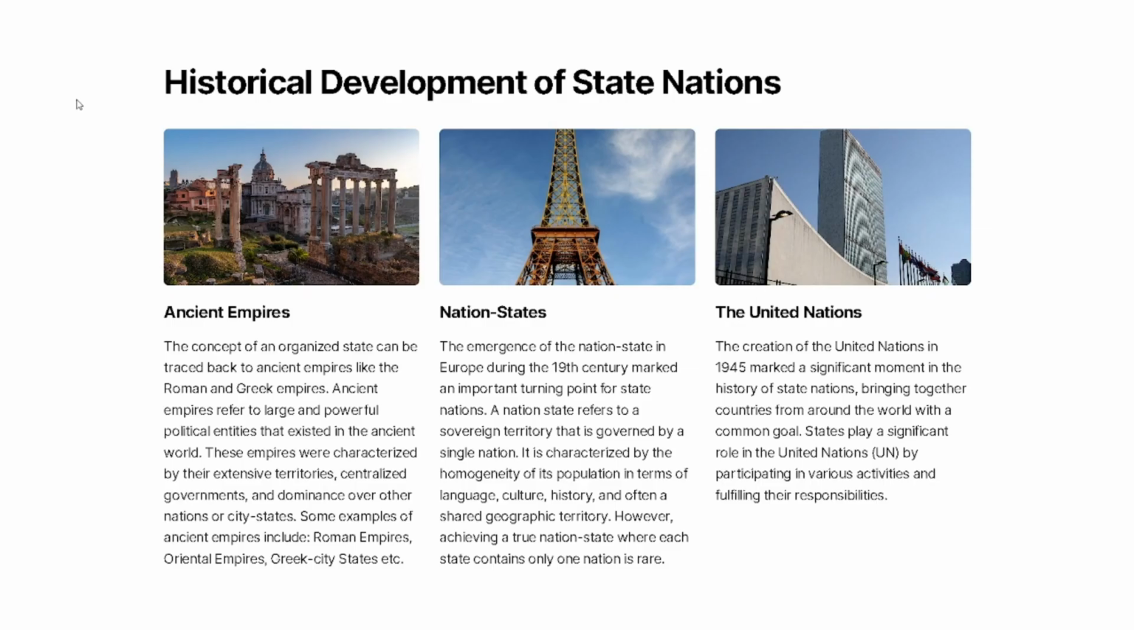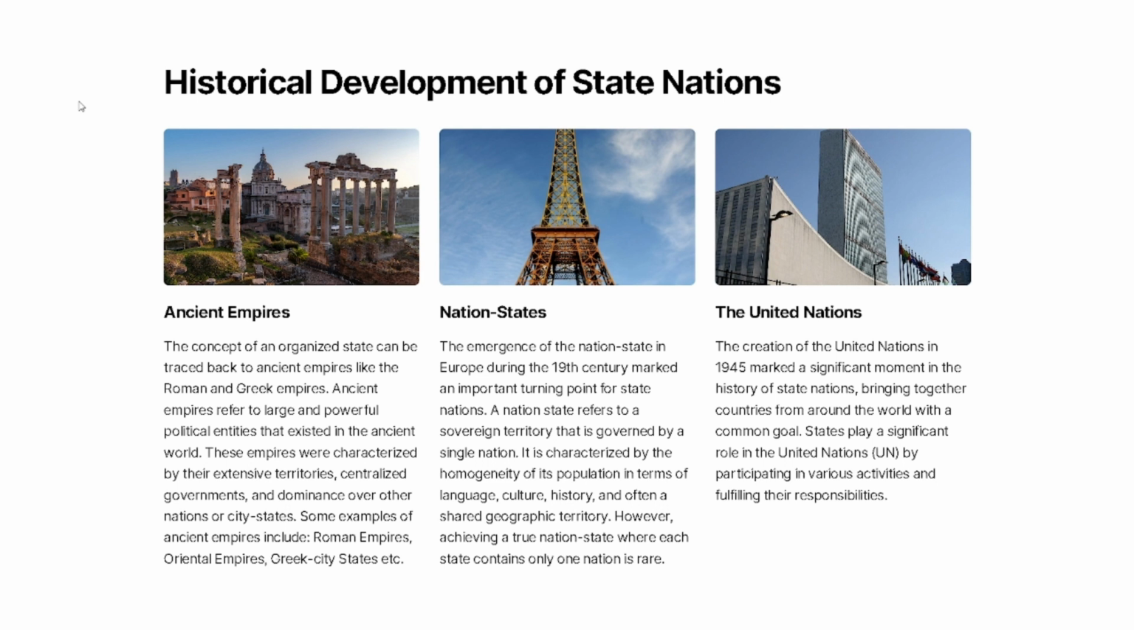The historical development of state nations is characterized in ancient empires, nation states, and now the United Nations. Ancient empires were those empires which originated in very ancient times. You can take the example of the Roman Empire, Greek Empire, Oriental Empires, etc. The concept of an organized state can be traced back to ancient empires like the Roman and Greek Empire.